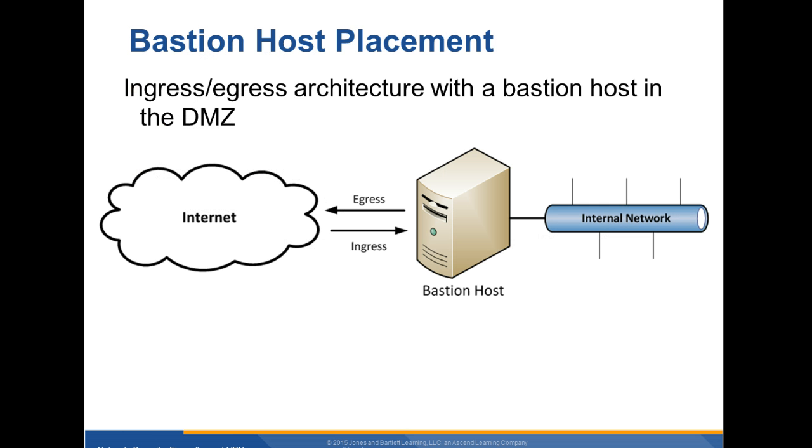Here we see a diagram of the Bastion host placement, the ingress-egress architecture of the Bastion host in the DMZ. For the people in the internal network to access the internet, they have to go through the Bastion host, and for internet messages to come through to the internal network, which includes websites and other messages, they also have to go through the Bastion host.